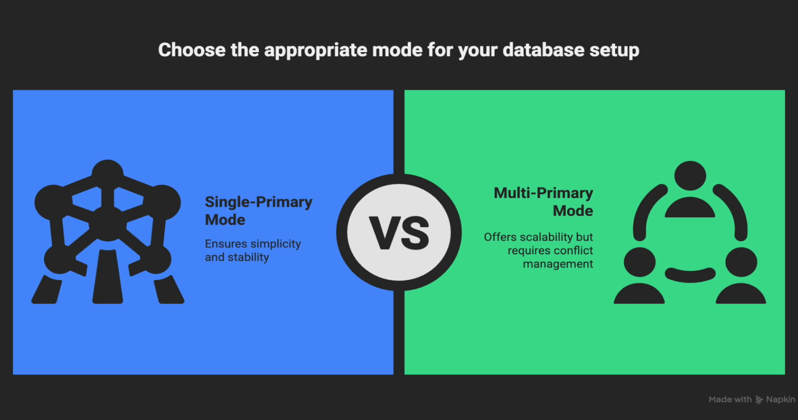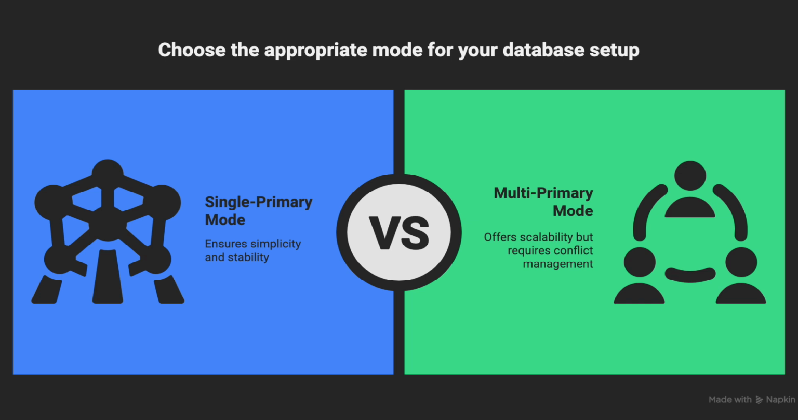Right. In multi-primary mode, the restriction is lifted. Every node in the group is effectively a primary and can accept write operations directly. So potentially higher write scalability. Potentially, yes. It can distribute the write load across multiple servers, and it means your application doesn't necessarily need complex logic to redirect writes if one primary fails. It can just write to any available node. Sounds great, but I sense a but coming. There is a significant but.